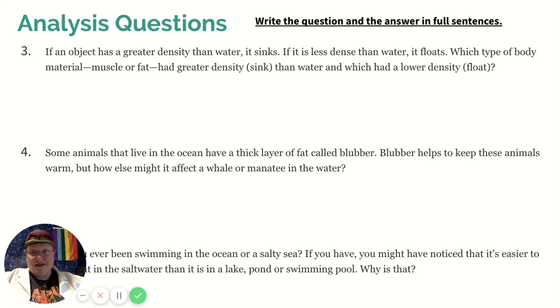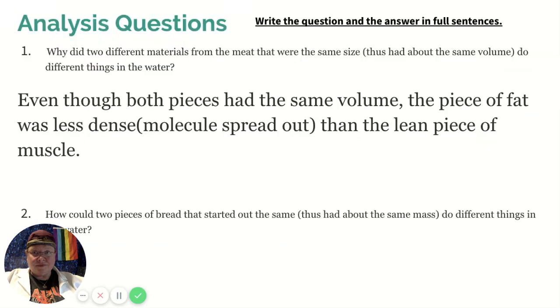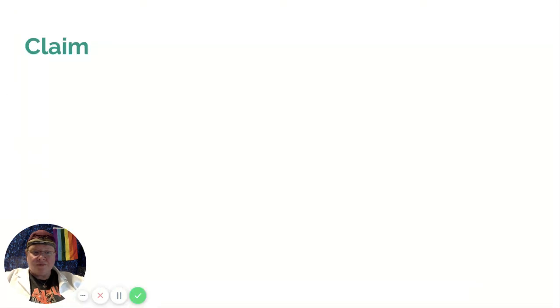Okay. Now that we've got your analysis questions answered, let's go on to claim. Claim is one sentence long. One sentence. What did you observe from this lab? What did you observe between the muscle and the fat? What do you notice? What's the difference?